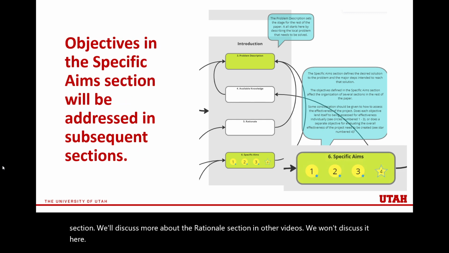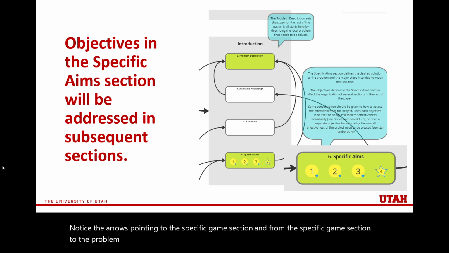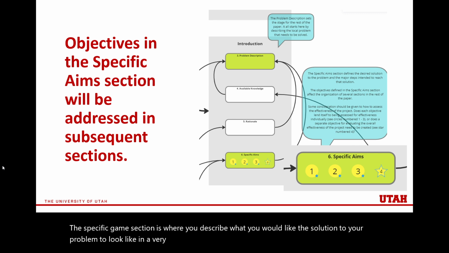Notice the arrows pointing to the specific aims section and from the specific aims section to the problem description section. The specific aims section is where you describe what you would like the solution to your problem to look like and a very general description of how you intend to reach that solution.